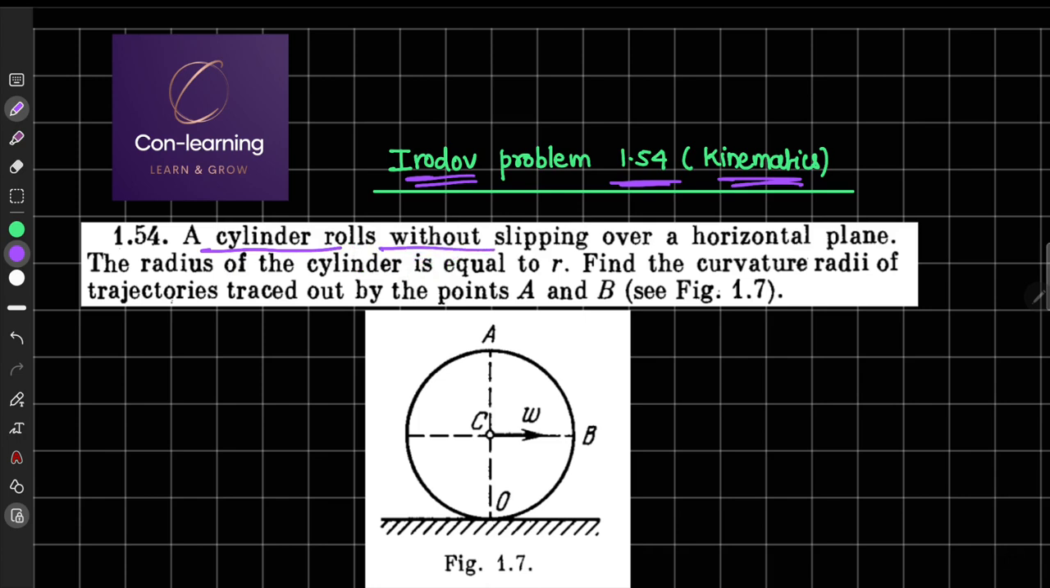A cylinder rolls without slipping over a horizontal plane. The radius of the cylinder is equal to small r, and it is asking to find the curvature radii of the trajectory traced out by the points A and B.